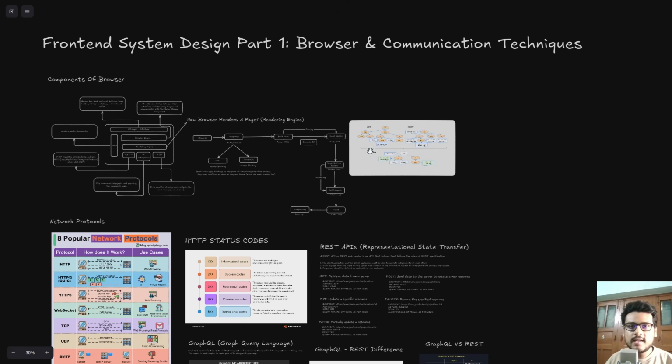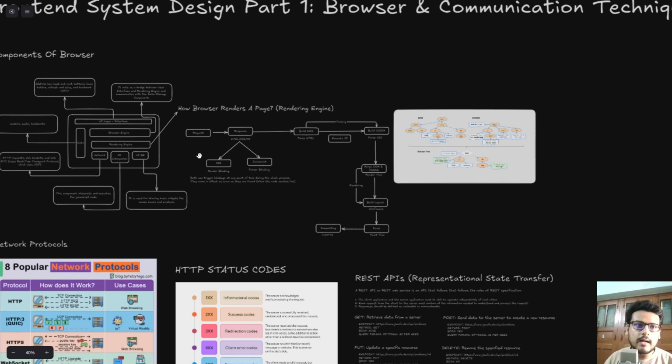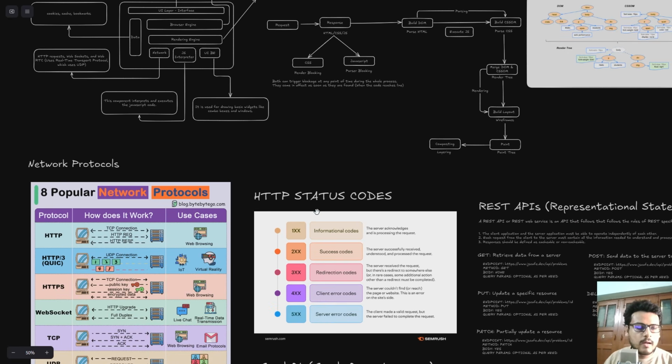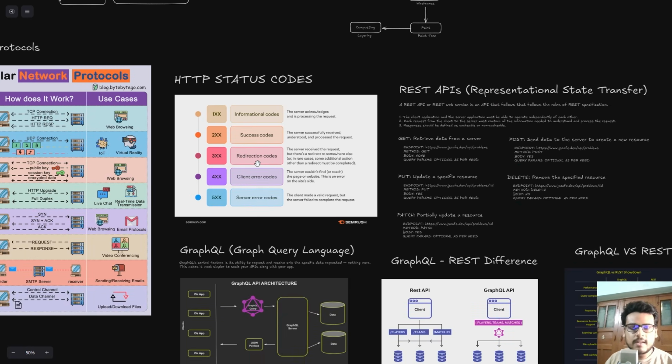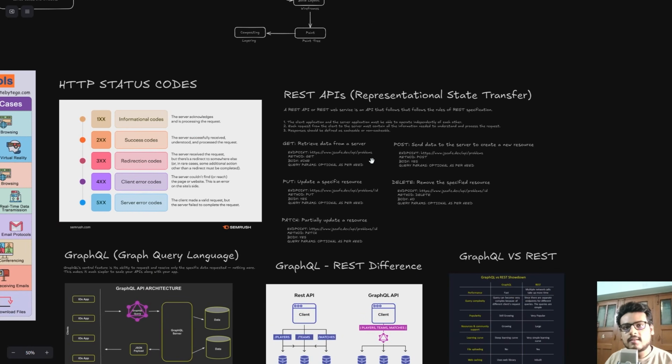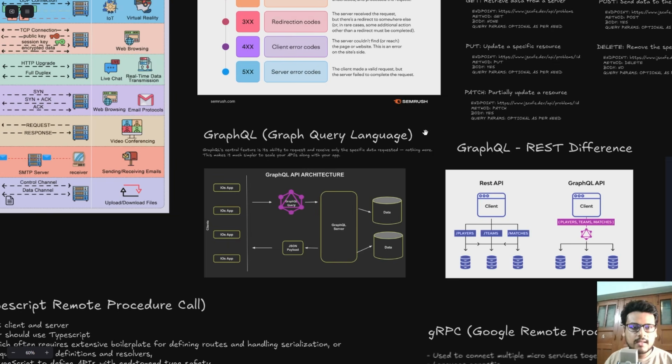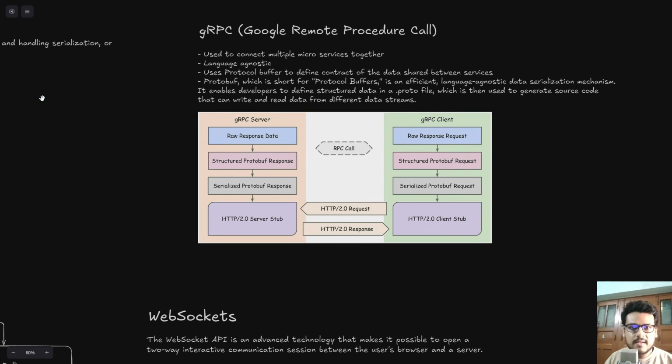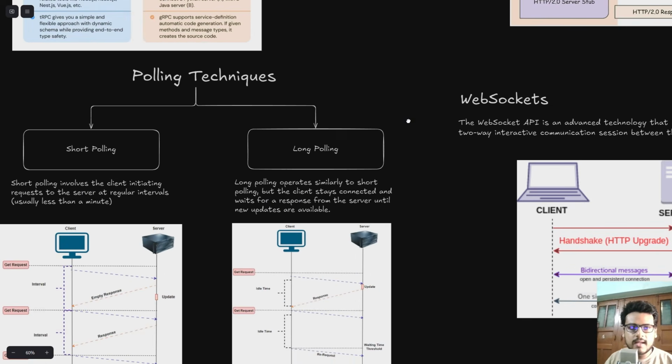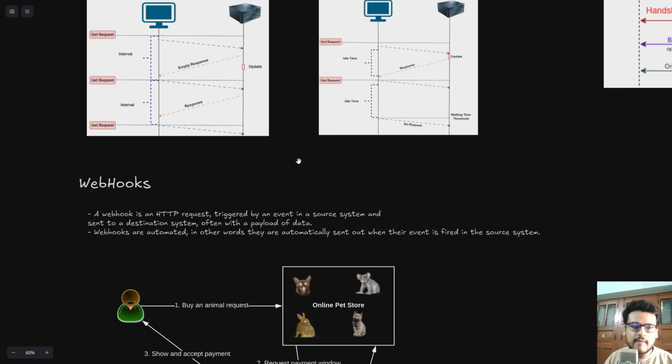In this particular series, we will talk about how the browser works, what are network protocols, HTTP status codes, and from REST APIs, we start off with hands-on experience on each of the communication techniques as to how to connect a client and a server or connect two backend microservices together. We start with REST APIs, GraphQL, tRPC, gRPC, WebSockets, and polling techniques followed by WebHooks.